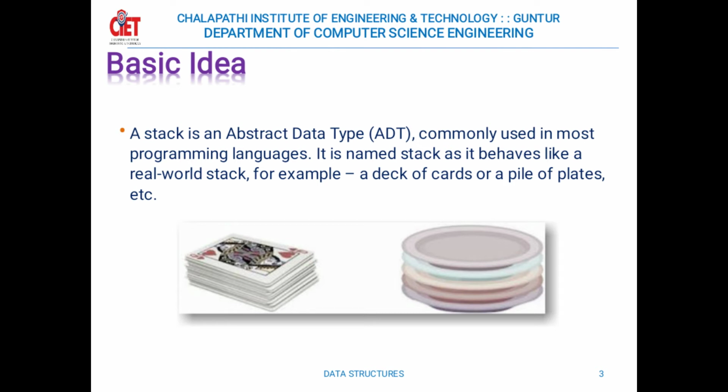Stack means the elements arranged one by one, one on another one. So if you wanted to remove the last one, you need to remove the previous n minus 1 elements. Then only it is possible to remove the last nth element. Okay. So stack is an abstract data type used to store elements. It is a linear data structure.